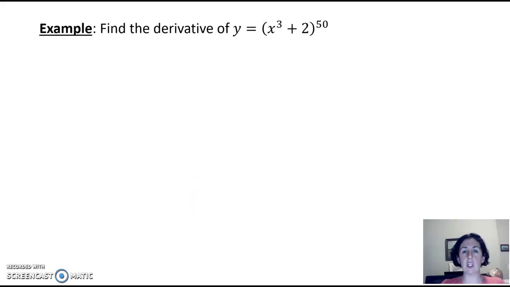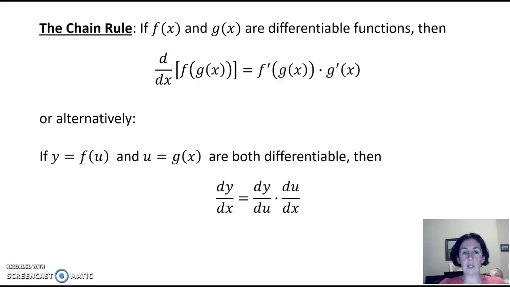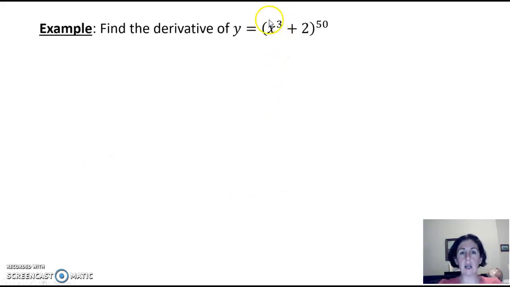Find the derivative of x cubed plus 2 all raised to the 50th power. So looking back here, this is going to be my outside function, and this is going to be my inside function. And the more that you practice, the more you'll be able to determine what your outside and what your inside functions are. So looking here, it looks like this x cubed plus 2 is my inside function, and this inside function is all being raised to the 50th power. So I'll call my inside function u, that x cubed plus 2. So then the derivative of u with respect to x would be 3x squared.